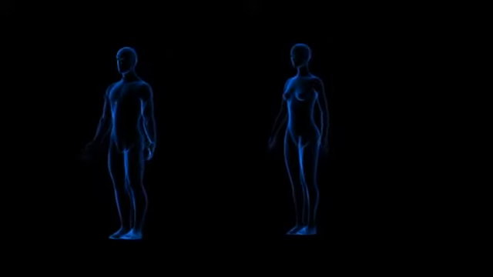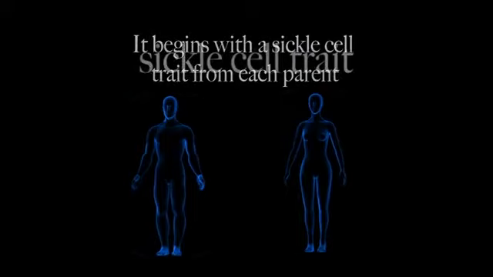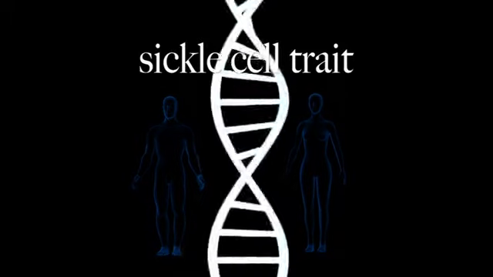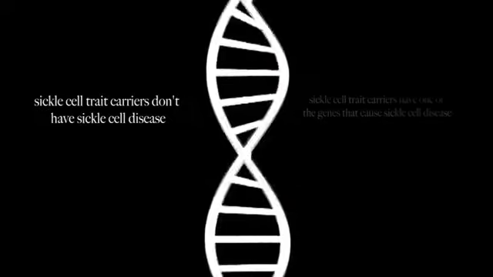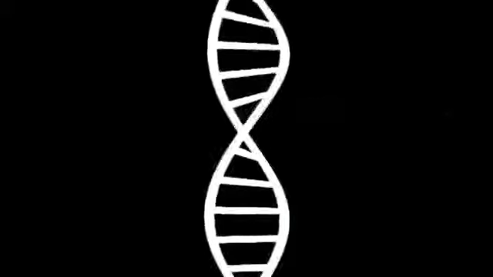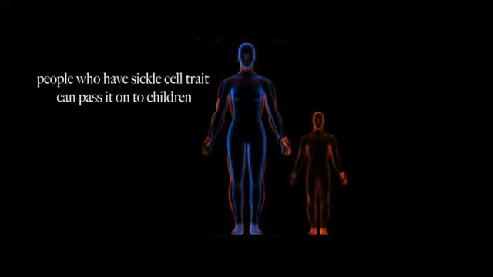People who inherit a sickle cell gene from one parent and a normal hemoglobin gene from the other parent have a condition called sickle cell trait. Sickle cell trait is different from sickle cell disease. People who have the sickle cell trait don't have the disease, but they have one of the genes that cause it. Like people who have sickle cell disease, people who have sickle cell trait can pass the gene on to their children.